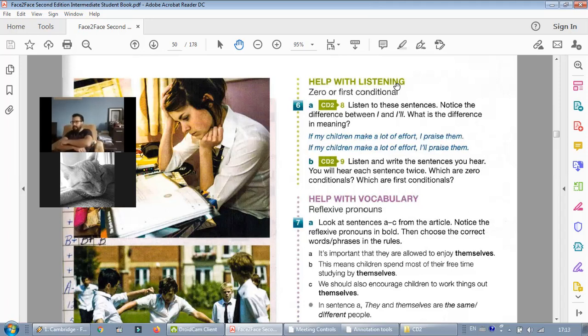Okay, so here it makes a big difference between using I praise them, and I'll praise them. Can you read the 2 sentences here, the ones in blue, and tell me what do you think the difference is? If my children make a lot of effort, I praise them. If my children make a lot of effort, I will praise them. What do you get from these 2 examples? Or what's the difference in meaning, basically?